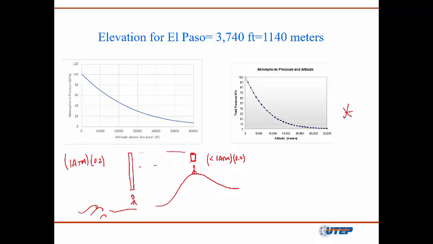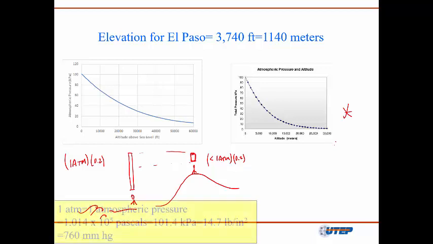So then again you can see this concept in a graph format. Okay. So 1 atmosphere of pressure is 14 pounds per square inch, or 101.4 kilopascals.